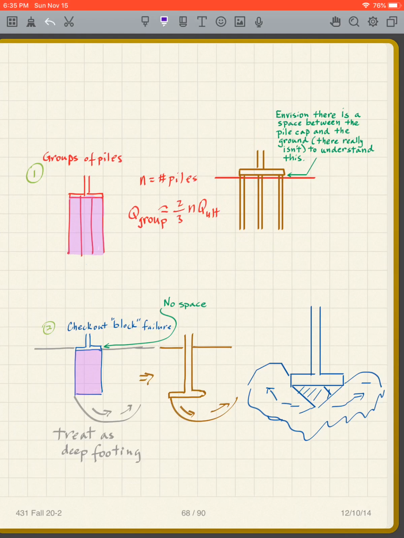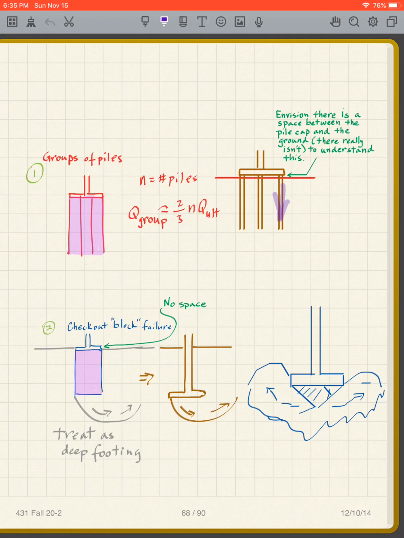If I do that, then basically, if I take the number of piles times the Q ultimate for an individual pile, that's going to give me my capacity of the group, except that these piles are not spaced that far apart. And so if this pile goes down, it's going to bring soil in here with it. And that means this pile is not going to get the full capacity in a sense.